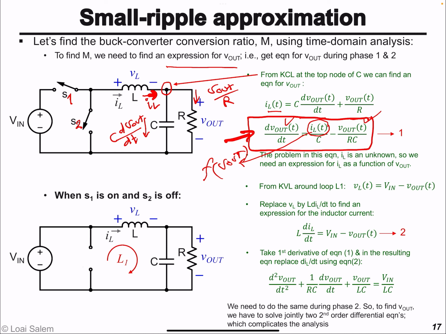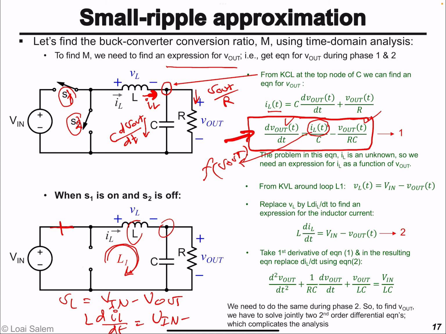So how do we get an expression for the inductor current? We have two states, so we need to get an expression for the inductor current in state 1 when S1 is on, and then another equation when S2 is on. Let's take the case when S1 is on. We can apply KVL around this loop, and we can find that the voltage across the inductor is equal to the input voltage minus the output voltage. And so the first derivative of the inductor current is equal to Vin minus V out.